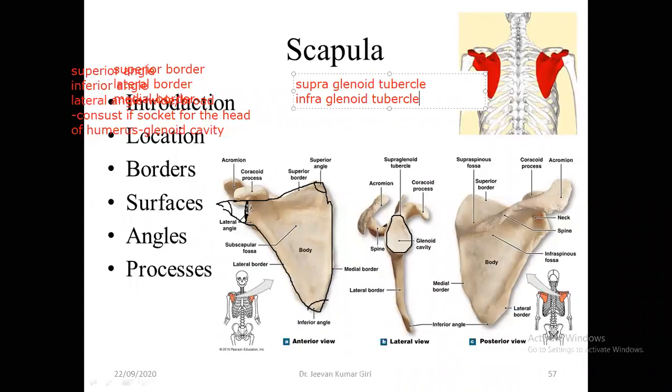The lateral angle is wide and it consists of the glenoid cavity. That cavity articulates with the head of the humerus to form the glenohumeral joint or shoulder joint. Just remember this thing.